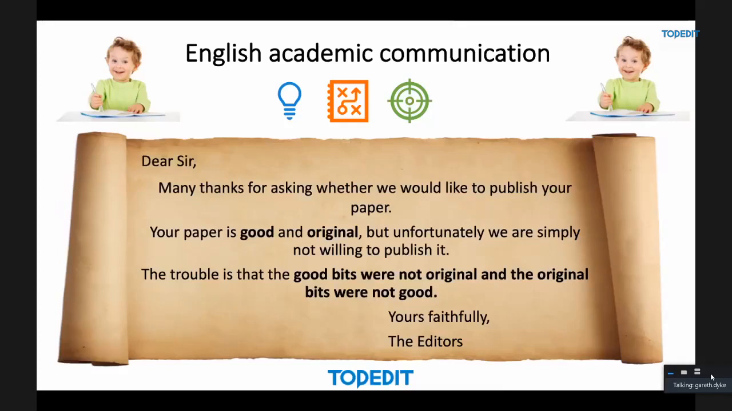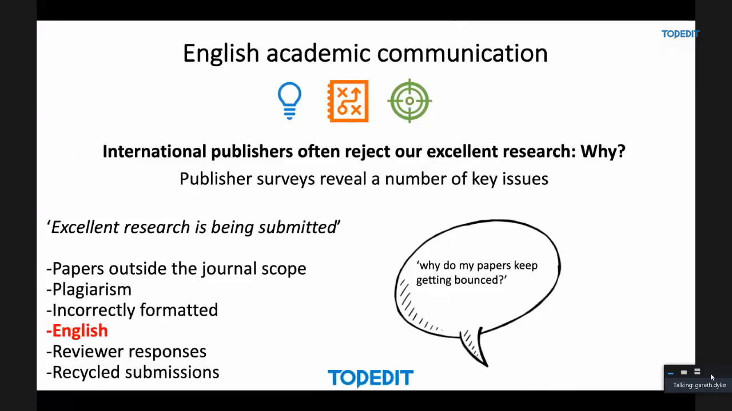Thank you for asking whether we at our journal would like to publish your paper. It's good and original, but we're not going to publish it. We're not going to accept it. We're going to reject it. The good bits aren't original and the original bits are not good. Rejection from academic journals happens to us as academics all the time. The question is why? What is it about our technical writing, our technical papers, that causes rejection?